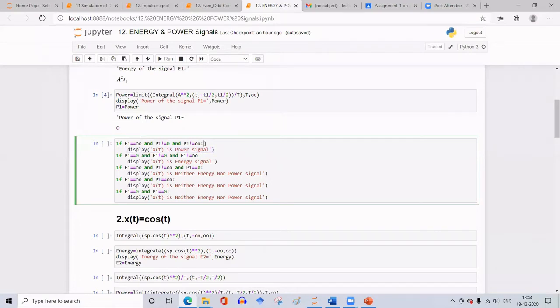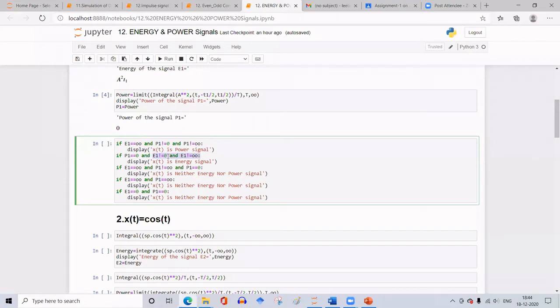Suppose it is not true, then it has to test the condition for an energy signal. What is the condition for an energy signal? Energy must be finite and power must be 0. So P1 must be 0, and how to test for the finiteness of the energy? Check whether it is 0 or infinity. If both of them are not satisfied, then it is a finite value.